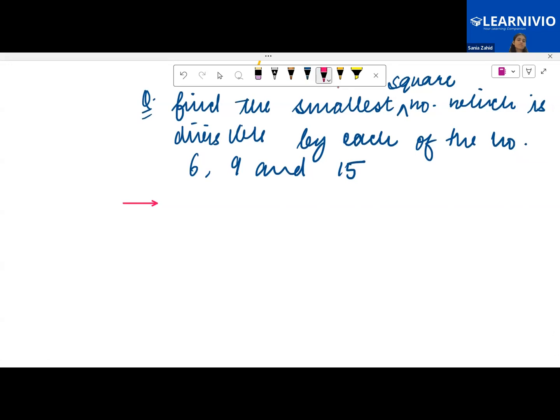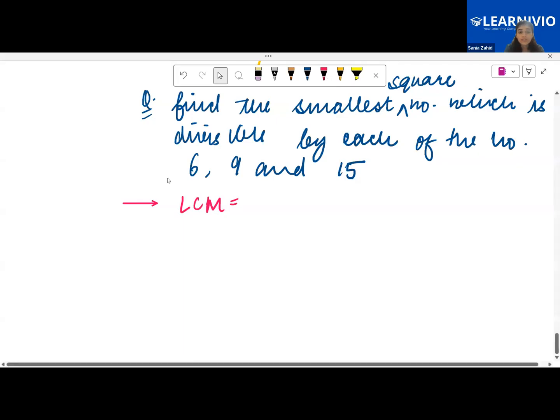Ma'am, LCM is equal to 90. Yes, ma'am, LCM is 90. Now you're mute. Okay, sorry, I was actually speaking. So 6, 9, how can the LCM be 9? That's not correct. 90. Yes, 90 is correct.